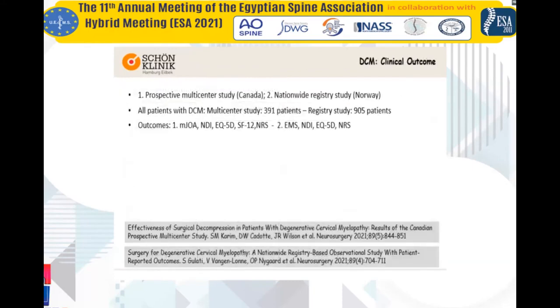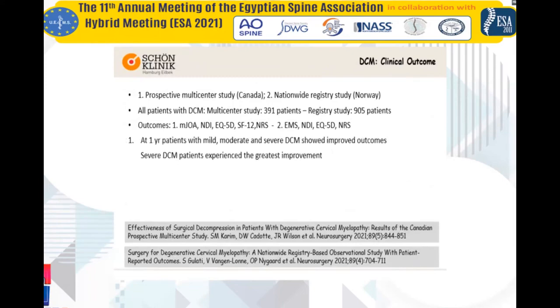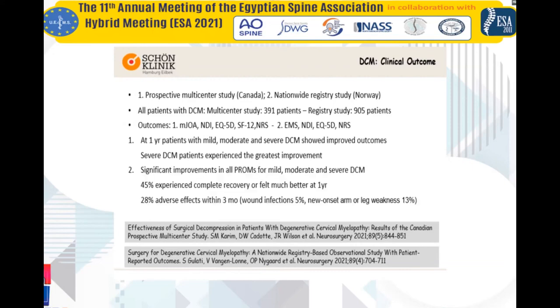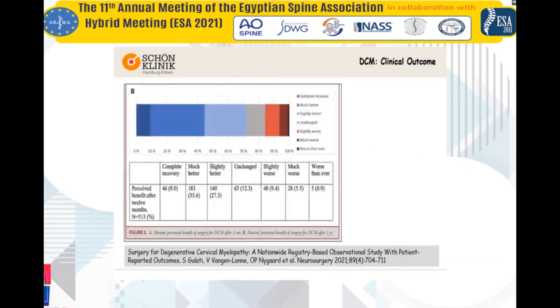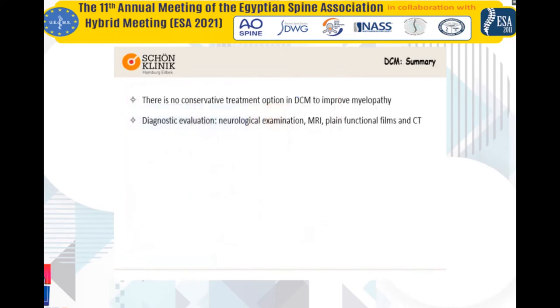So when we look at the outcome, there were 2 clinical studies just recently published from Canada and from Norway. They looked at the patients with mild, moderate and severe symptoms, and they all showed improvement in outcomes. Significant improvement was also seen for the PROMs. 45% experienced complete recovery, and they found 28% adverse effects within 3 months. This is a figure from the Norwegian study, and you can see here that a lot of patients, more than 70%, were improved by the outcomes due to surgery.